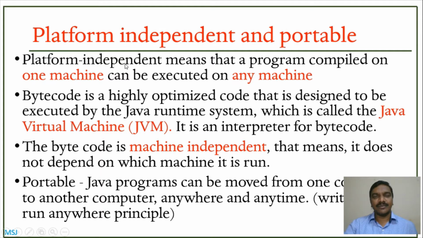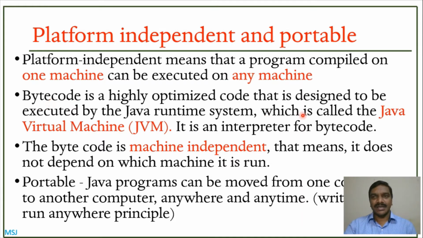Now this is also something we studied in Java features. Java is platform independent. What does it mean? It means a program compiled on one machine can be executed on any other machine. Machine here means one computer, you can say one processor. The program which is compiled on one computer can be executed on any other computer. Then how is it possible? It is possible because of bytecode.